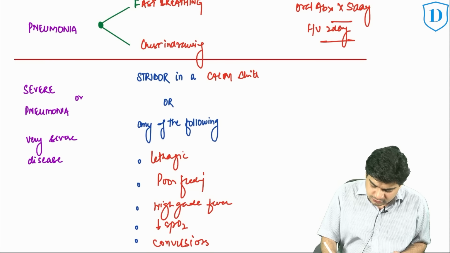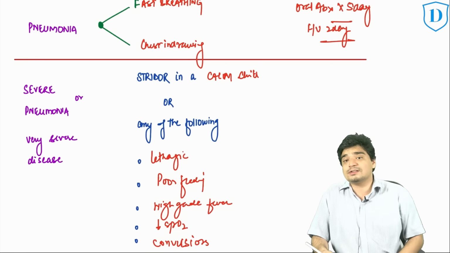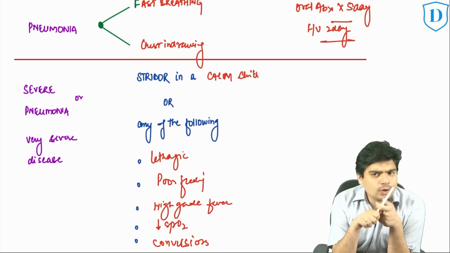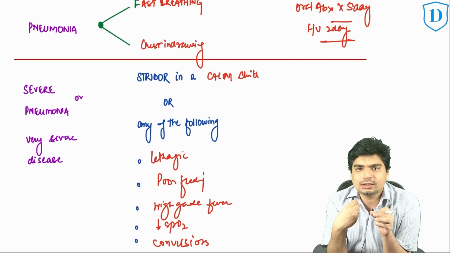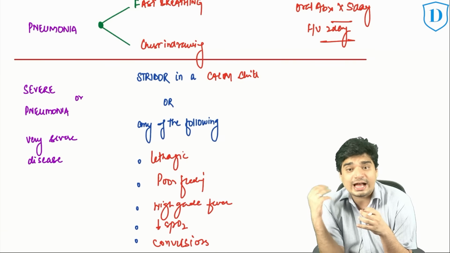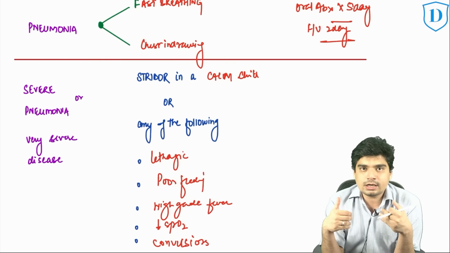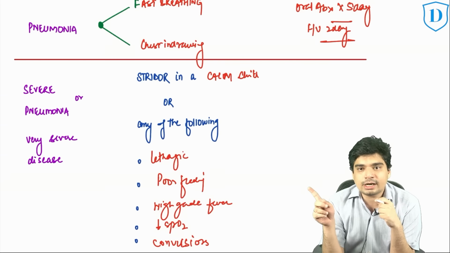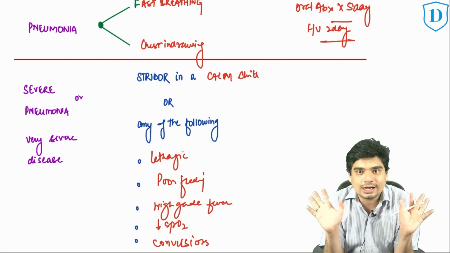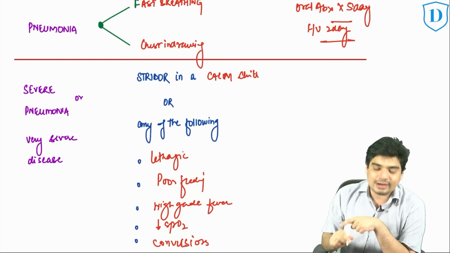As far as treatment of severe pneumonia or very severe disease is concerned, again, remember, I told you, anytime you have lethargy, you can't give something orally. In some dehydration, we were giving ORS, while in severe dehydration, we were giving IV fluids. Same concept is valid here. In pneumonia, you will give oral antibiotics. But in severe pneumonia, now you can't give oral antibiotics. You have to give IV antibiotics.